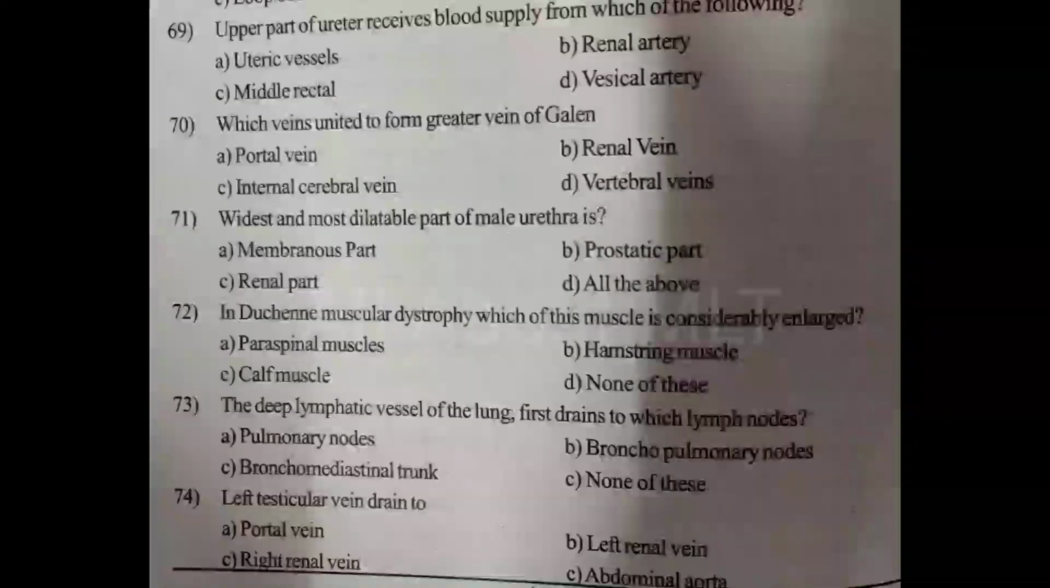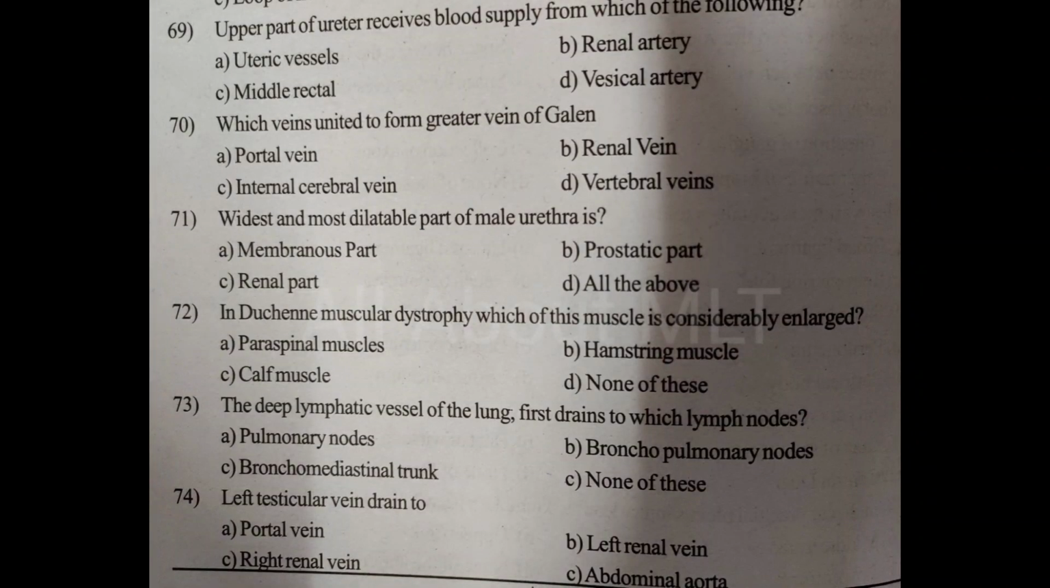In Duchenne muscular dystrophy, which of these muscles is considerably enlarged? Option A, paraspinal muscles. Option B, hamstring muscle. Option C, calf muscle. Option D, none of these. Answer is option A, paraspinal muscles.